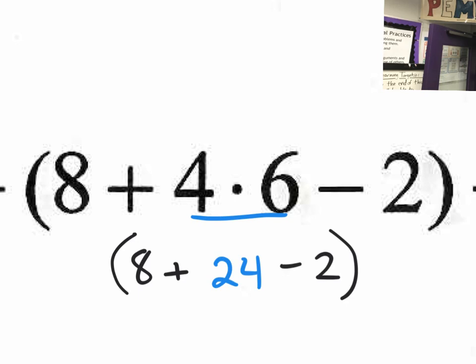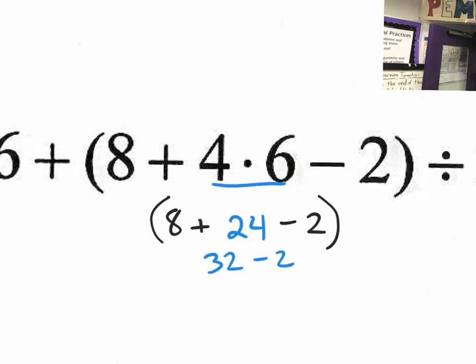And when you're faced with adding and subtracting, you're going to add first, in this case, because you go from left to right. So if this would have been a minus, you'd be subtracting first, but it's a plus, so you're going to be adding first. 8 plus 24, that is 32. Think about that for a while. 32, and then 32 minus 2, that will be 30. So inside the parentheses, we have 30.